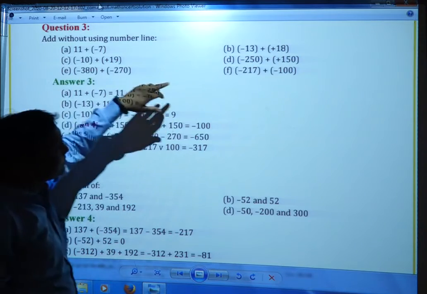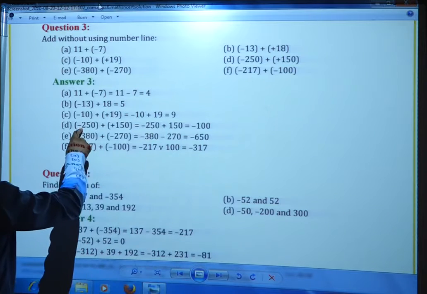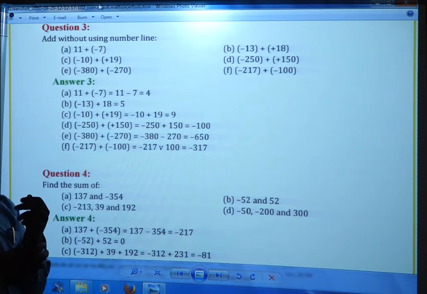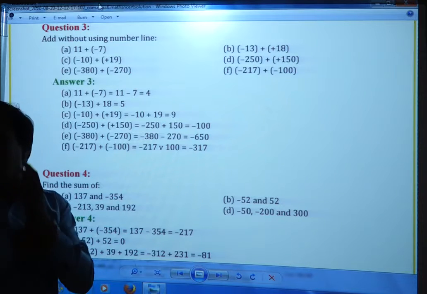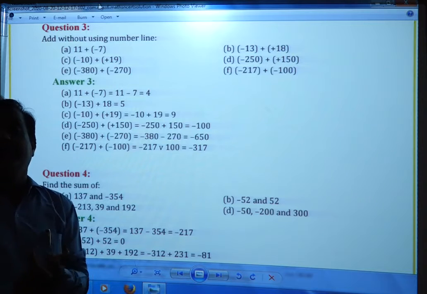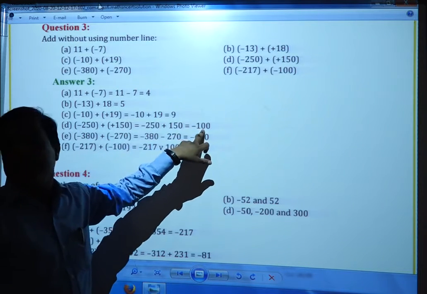Next. Minus 250 and plus 150. So one is plus, one is minus. What you have to do? You have to minus it. So 250 minus 150 is 100. So which is the greater sign? Minus sign is greater. So minus 100 is the answer.